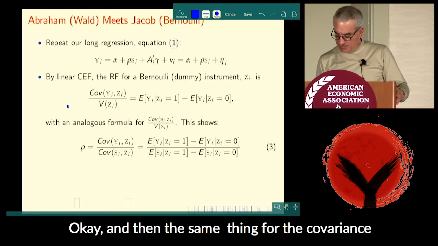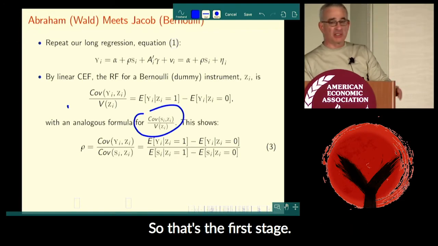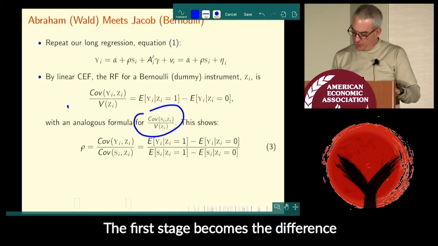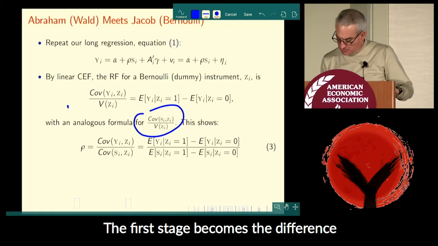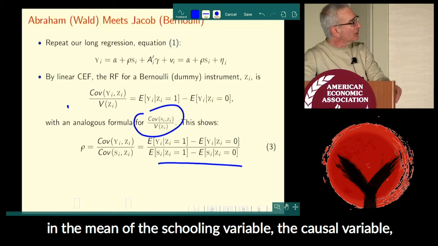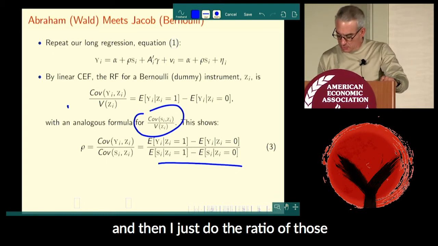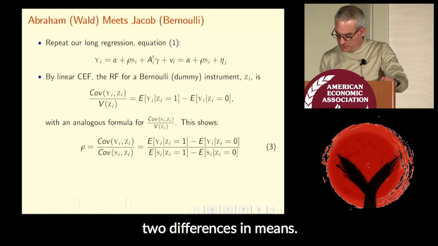And then the same thing for the covariance of S and Z divided by the variance of Z, so that's the first stage. The first stage becomes the difference in the mean of the schooling variable, the causal variable, with the instrument switched off and on. And then I just do the ratio of those two differences in means.